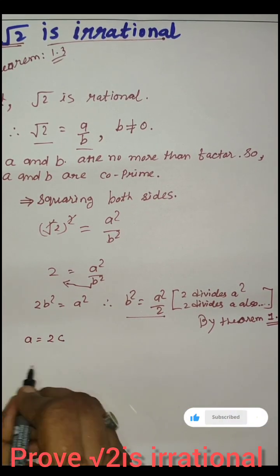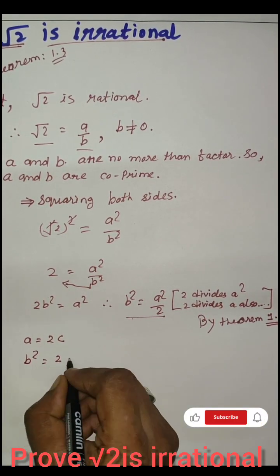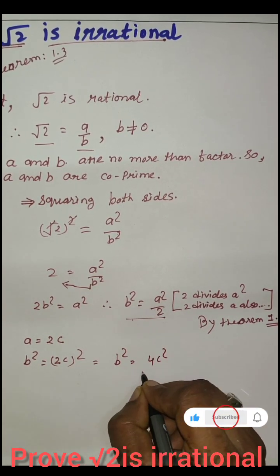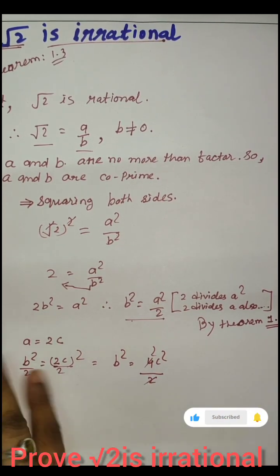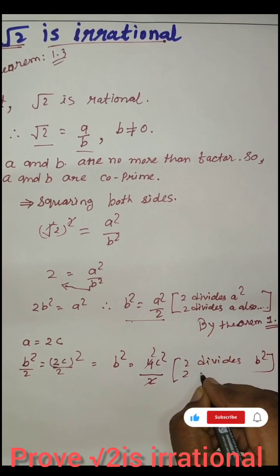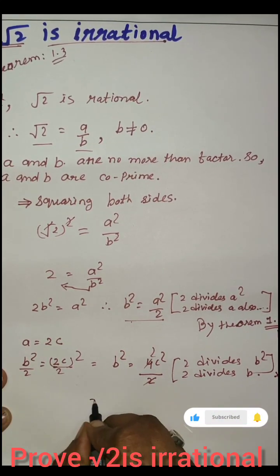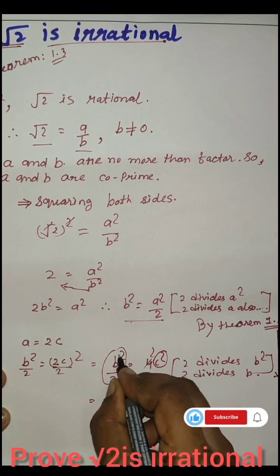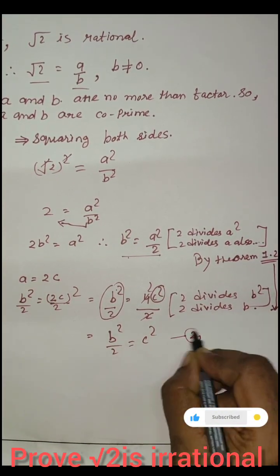2 divides a square. a is equal to 2c, that is, b square is equal to 2c square upon 2. That is, both sides are divided by 2: b square upon 2 and 2c upon 2 whole square. So b square is equal to 4c square upon 2, that is, 2 cuts, so 2 divides b square, that is, 2 divides b. So this is theorem 1.2. So b square upon 2 is equal to c square.